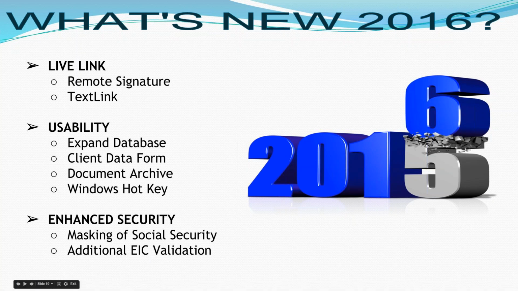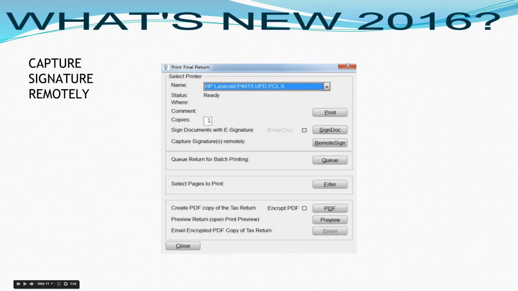So I'm just going to go to the next one. And here, what we're going to be able to do is, when you finish a tax return, okay, and you're done, you're going to go into the area where you go to print, and now you're ready to sign the tax return. Now we're going to have a new area here under remote sign, okay.